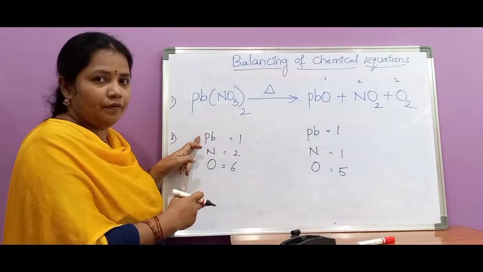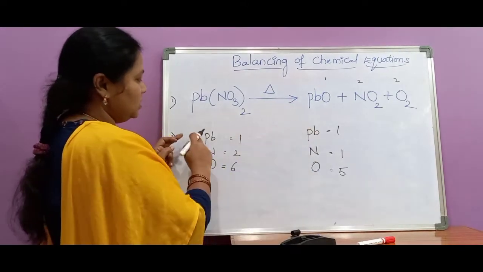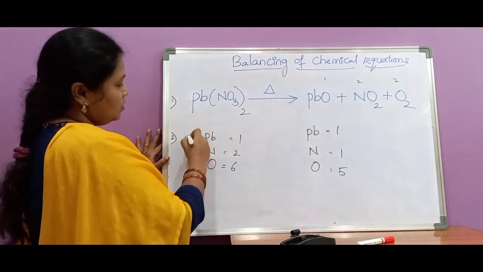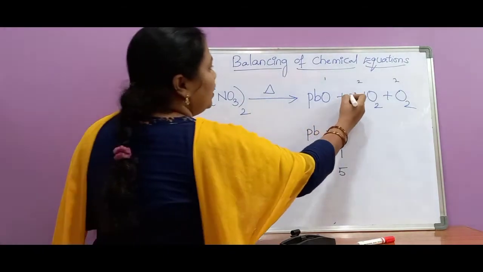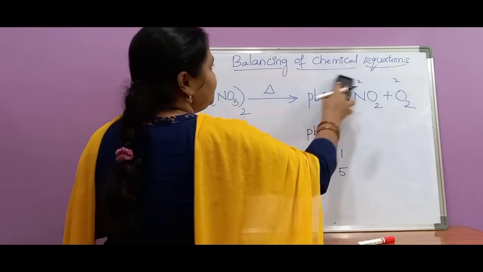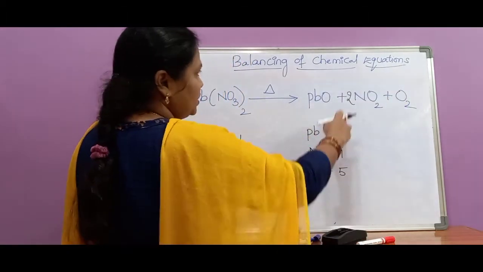Now we will write the coefficients. Lead atoms are already balanced. Here lead 1 atom, here lead 1 atom. So coming to nitrogen, here 2 nitrogens are there, here 1 nitrogen is there. What we need to do? Write the coefficient 2 here simply.